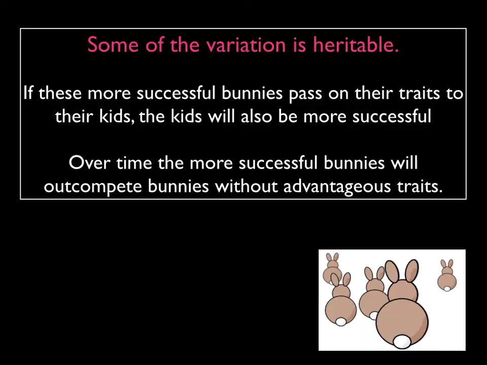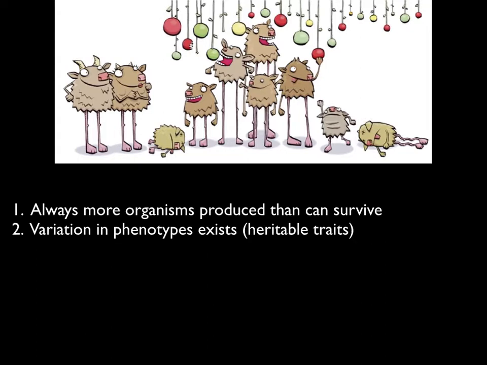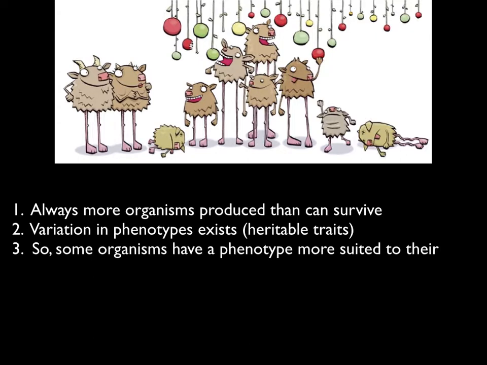So here's another example. Just remember, there's always more organisms produced than can survive. And variation in phenotypes exists. So here we see two parents, and they have a mixture of tall and short alleles. Some of their offspring got more of the tall alleles, some of the offspring got more of the short alleles, and a lot of the offspring got a mix of tall and short. So we see a variation in phenotypes, and these are heritable phenotypes.